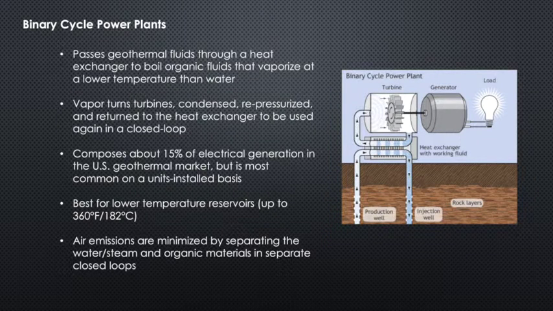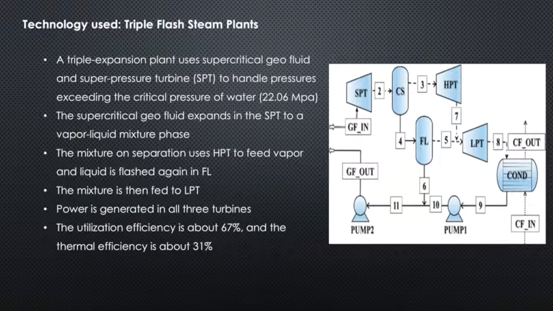The third type of technology is the binary cycle power plant. This technology passes geothermal fluids through a heat exchanger to boil organic fluids that vaporize at a lower temperature than water. This vapor turns turbines, then condenses, repressurizes, and returns to the heat exchanger in order to be used again in a closed loop. This composes about 15% of electrical generation in the US geothermal market, but is most common on a units installed basis.